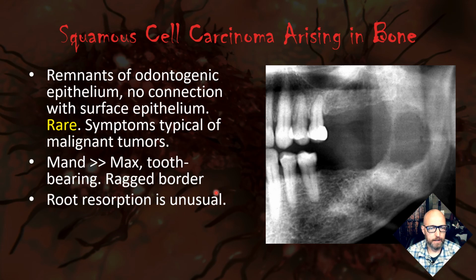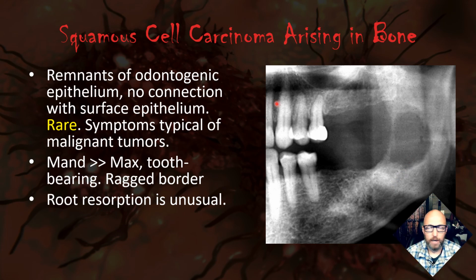Okay, as promised, I said in some cases, maybe 1%, I don't know the exact number, but a small number of cases, squamous cell carcinoma could arise within bone, typically from remnants of odontogenic epithelium. As we see here, it's pretty close to the odontogenic region, and so there can be epithelial cells left behind that can turn into a squamous cell carcinoma.